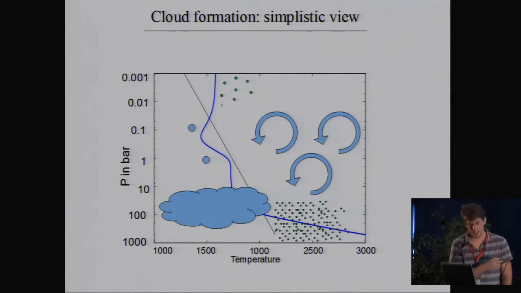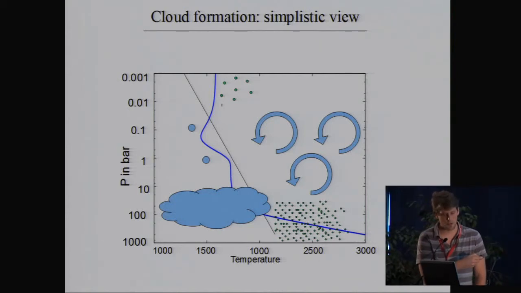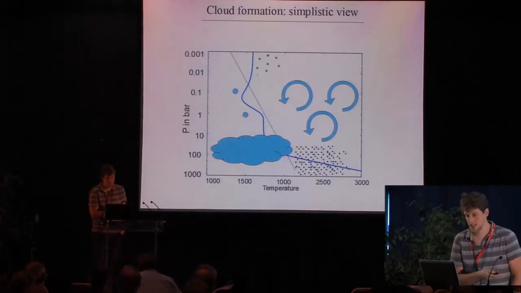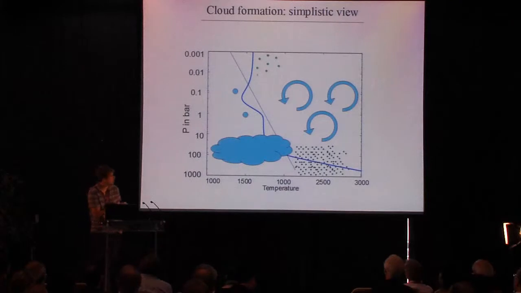The gaseous particles that are here will diffuse through the planet, cross the condensation curve, and make particles that will rain out from a cloud deck here. The vertical extent of the clouds and the amount of gaseous species that remain in the atmosphere will be determined by the vertical mixing that can happen in the planet.